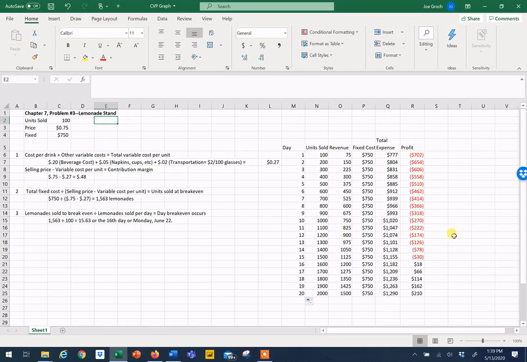So we're going to do a little sample problem here that will help you with your homework and show you some really cool stuff. I mean, if you want to really make an impression on your boss, this is going to be a good way to start. We're going to do, in chapter 7, problem number 3, the lemonade stand. So if you want to open your book up and take a look at that real quick, just pause your recording here and do that, and we'll be back in a second.